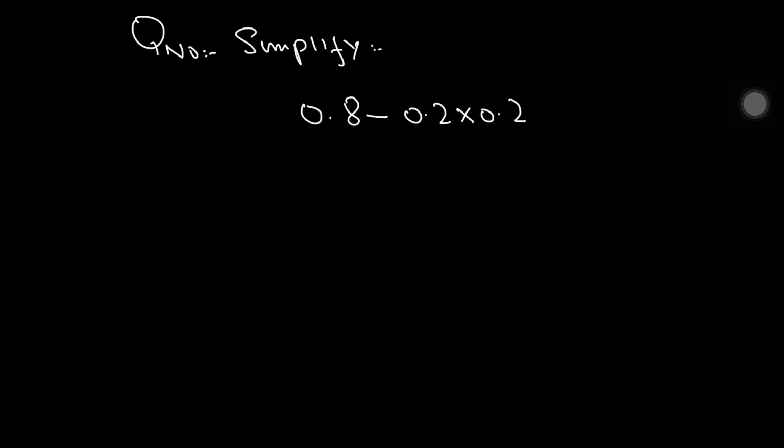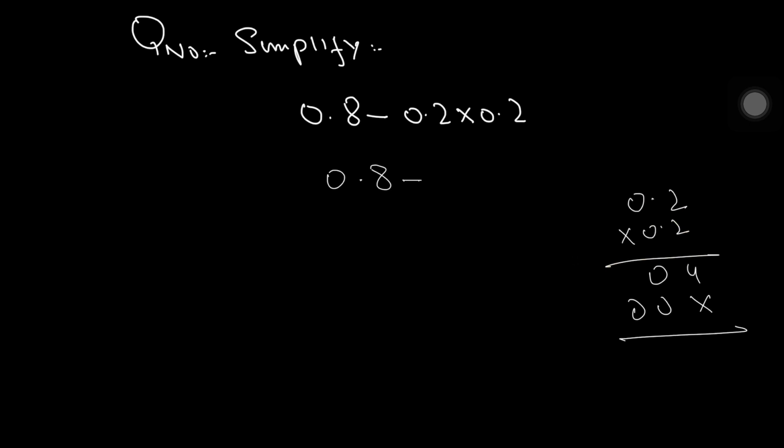Here we write 0.8 same, minus 0.2 multiply 0.2. So here we write 2 times 2 is 4, 2 times 0 is 0, 0 times 2 is 0, and 0 times 0 is 0, and we sum up 4, 0 and 0. Here we write the decimal after 2 places from right to left: 1, 2. Here we write the decimal 0.04.